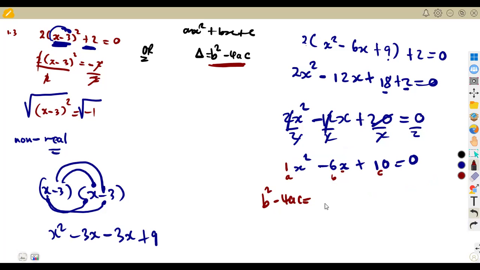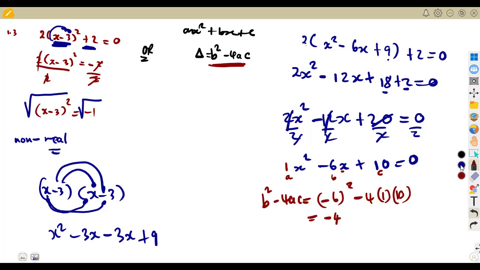So b squared, that's minus 6 squared, minus 4 times a, the coefficient of x squared, which is 1, times c, which is the constant, which is 10. So this is the part of the discriminant only. All right, the discriminant only. So this is going to give us a -4.